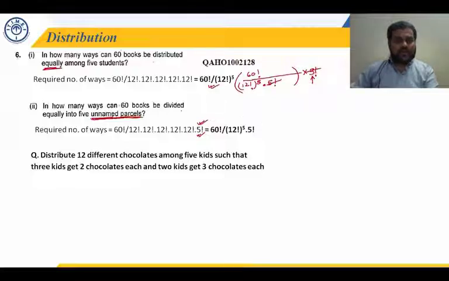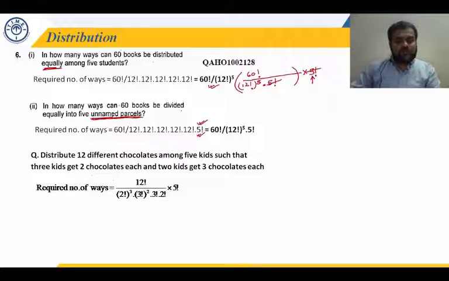Okay, let's look at another example. This is an example. Distribute 12 different chocolates among 5 kids such that 3 kids get 2 chocolates each and 2 kids get 3 chocolates each. So what will be the required number of ways? 12 factorial, total number of chocolates, by 3 kids are getting 2 chocolates each. So 2 factorial into 2 factorial into 2 factorial, which is 2 factorial cube, and 2 kids are getting 3 chocolates each. So 3 factorial into 3 factorial, which is 3 factorial square.